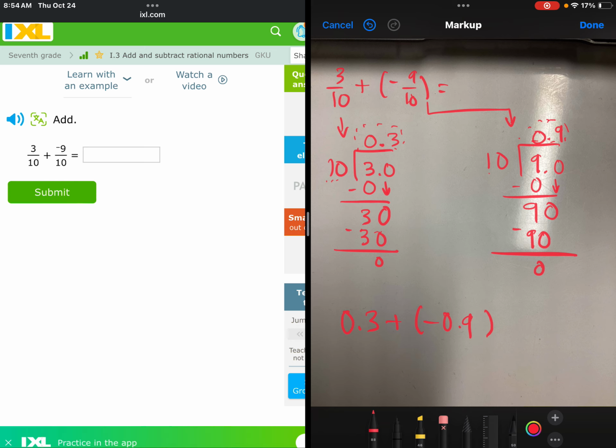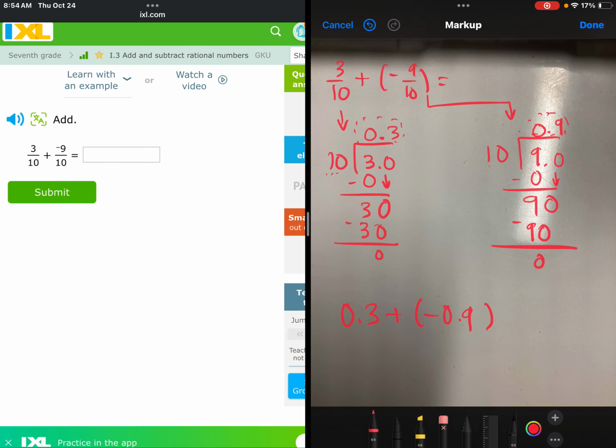All right? So here we go. So now, we're here now. So let's go back to the notes, saying that we are adding a positive 0.3 and a negative 0.9. So we have to do what? According to our notes, subtract. Okay? So let's subtract, we keep the sign of this big number.